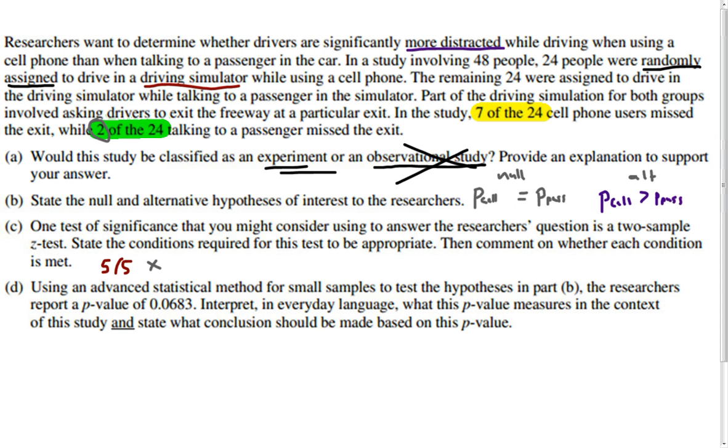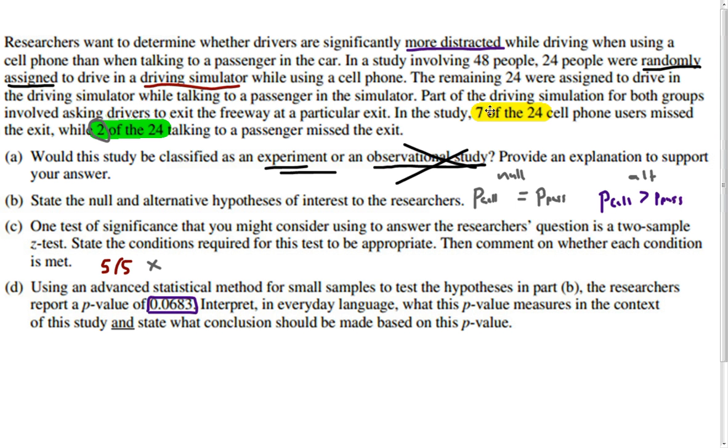But that's okay. In part D, it says that using an advanced statistical method for small samples, which means they use something a little bit different than the two-prop z-test, they were able to get a p-value of 0.0683. So regardless of this issue, they got a p-value. And what we're going to look at with this p-value is interpreting it in everyday language. What it means is that this is the probability of finding a difference between these two values as large or larger than the one that we actually saw.